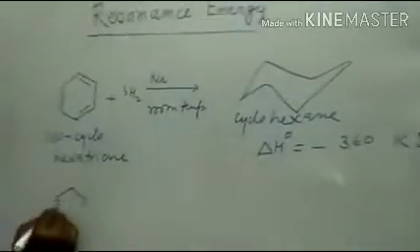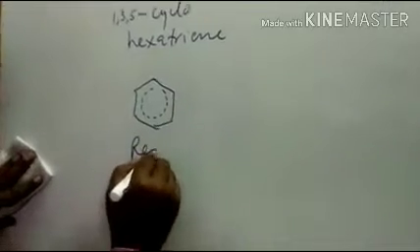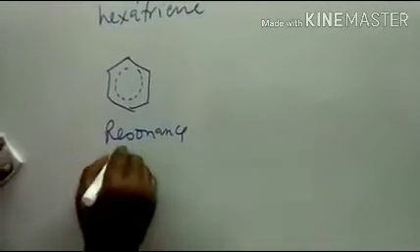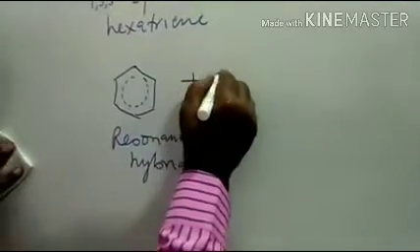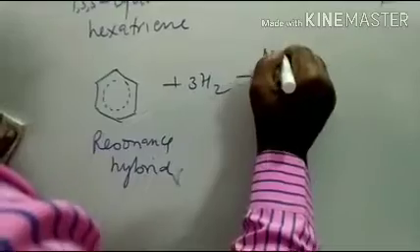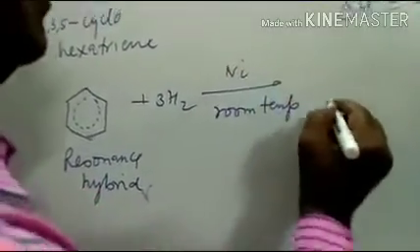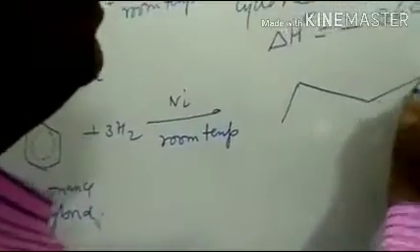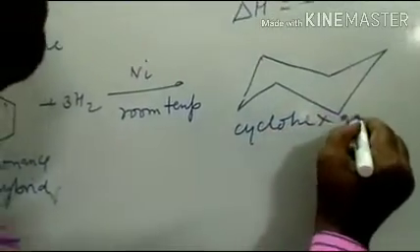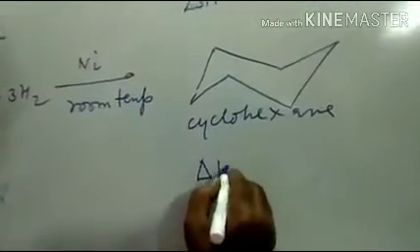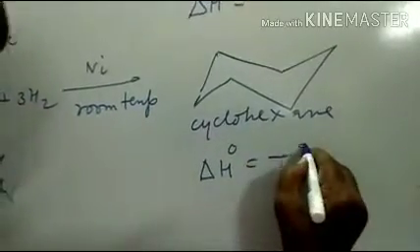The actual structure of benzene, which is the resonance hybrid, under similar treatment produces the same product, cyclohexane, with liberation of heat energy. This is equal to 208 kilojoule.